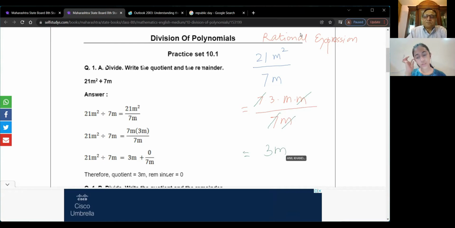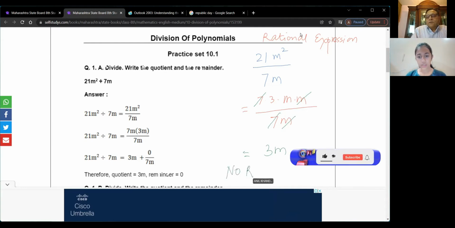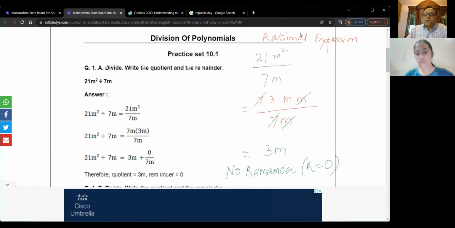In this division, we see that 7m is a factor of 21m square. So there is no remainder here. Or you can say the remainder r equals 0. What you really get is the quotient. This is the quotient. And if the remainder is 0, that means 7m is a factor of 21m square, right?